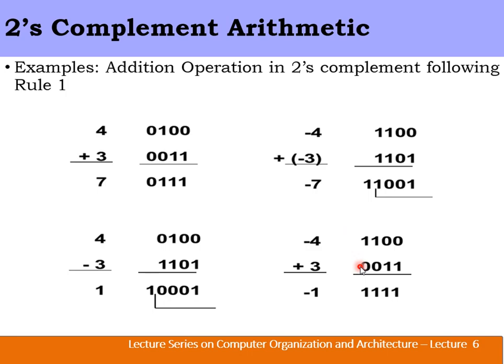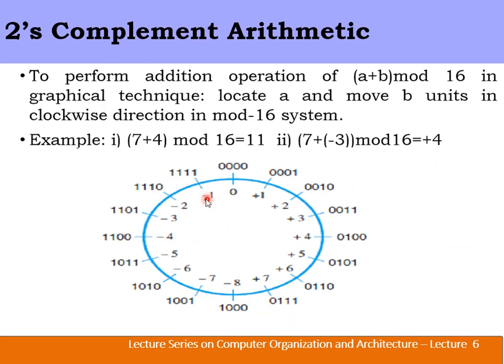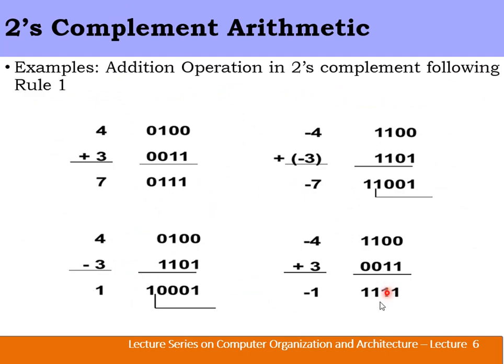Similarly, the fourth example says that minus 4 is 1100, whereas plus 3 is 0011. Now we perform an addition. 0 plus 1 is 1, 0 plus 1 is 1, 1 plus 0 is 1, 1 plus 0 is 1. So this is 4 ones. 4 ones is the result of the addition of minus 4 and plus 3. What is 4 ones? It is minus 1. So minus 1 is the result of the addition operation.